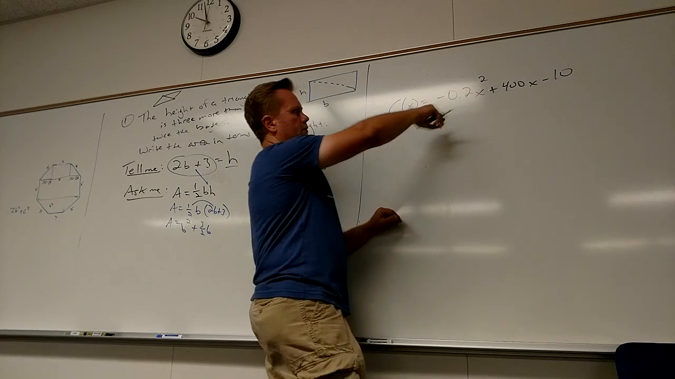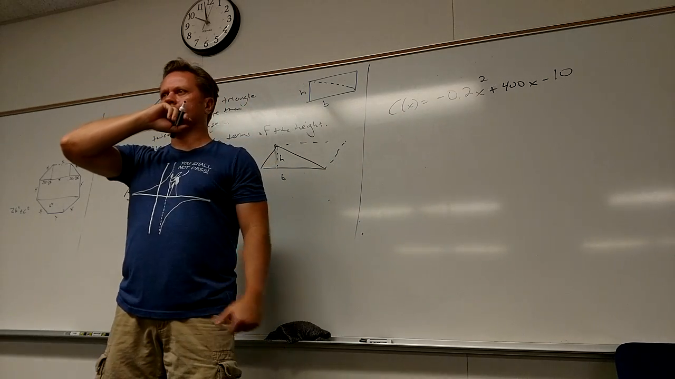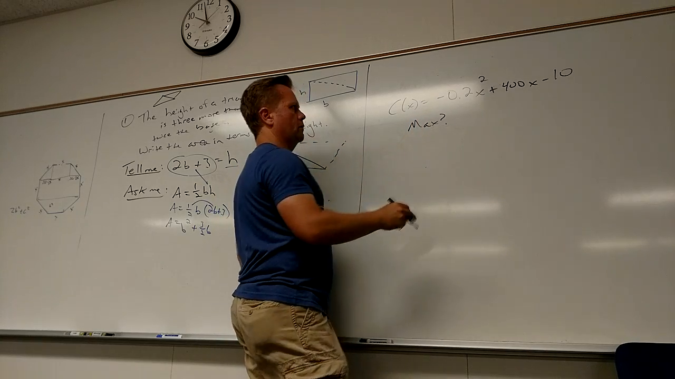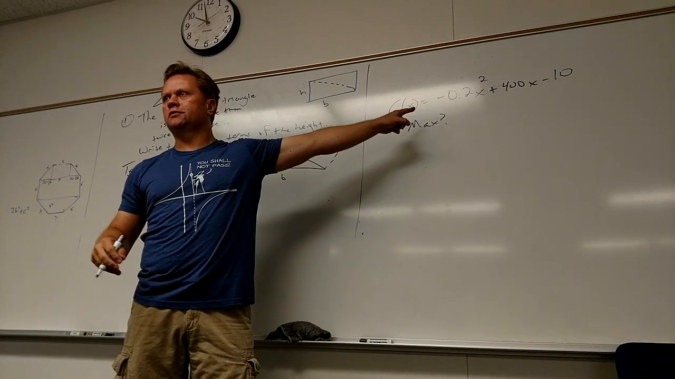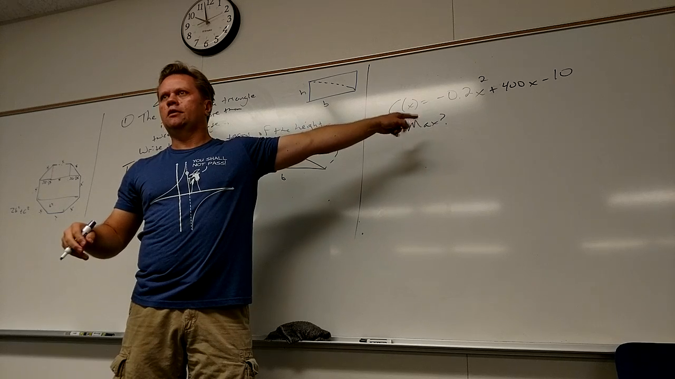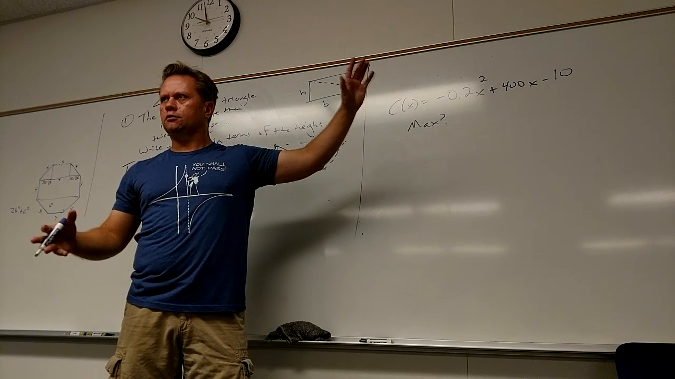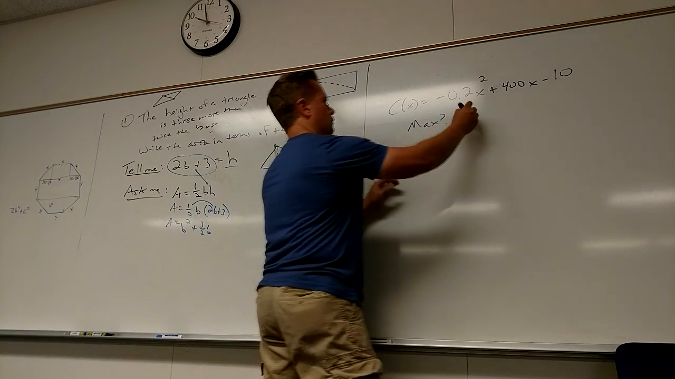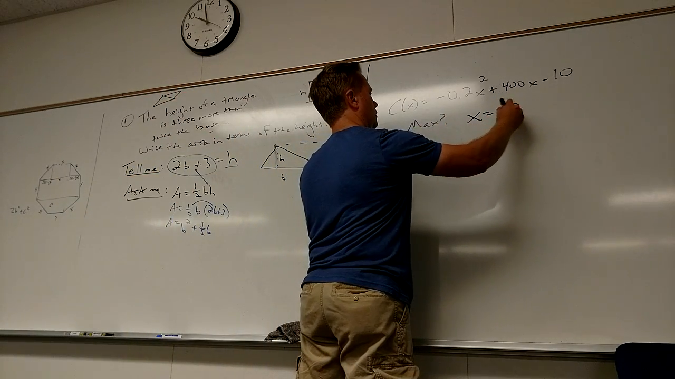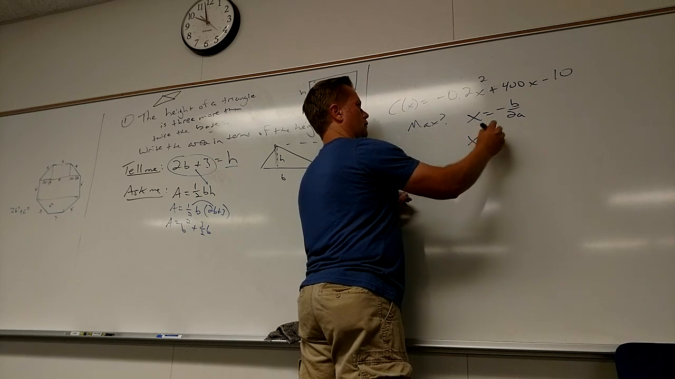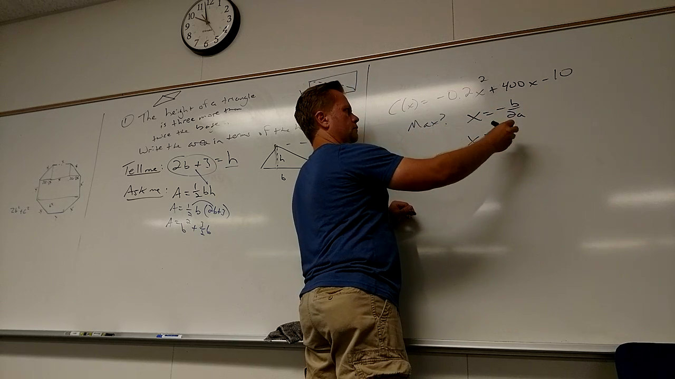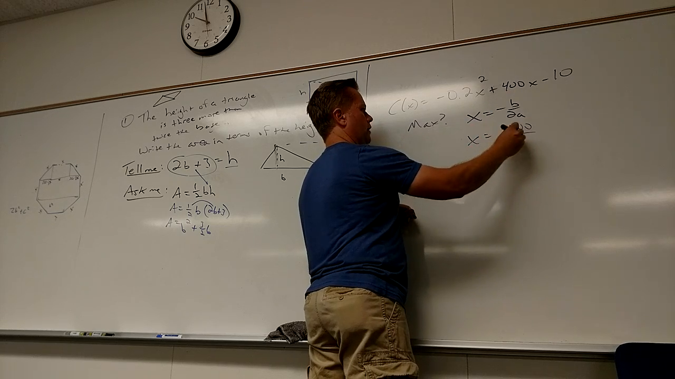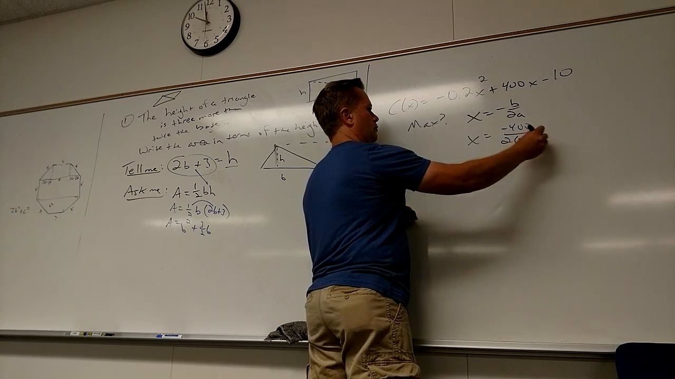can you find the max? Well, why is it a maximum? Because this opens down. How do you find the max location? Negative b over 2a. I love it. So what's b? 400. That's 400. So negative 400 over twice a, negative 0.2.